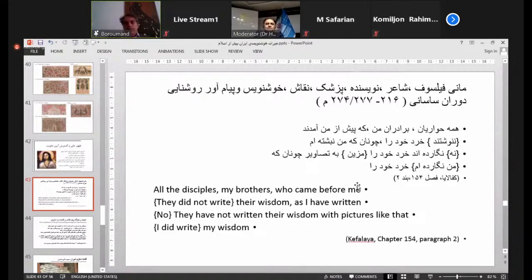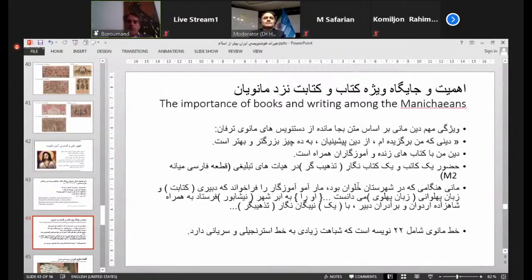There are texts that he introduces as his privileges, and he claims that his religion accompanies a book, and he believes that other religions did not enjoy such a thing. And we know that Mani sends groups to promote his religion and made sure that a writer would accompany them, who could write the religious things beautifully.